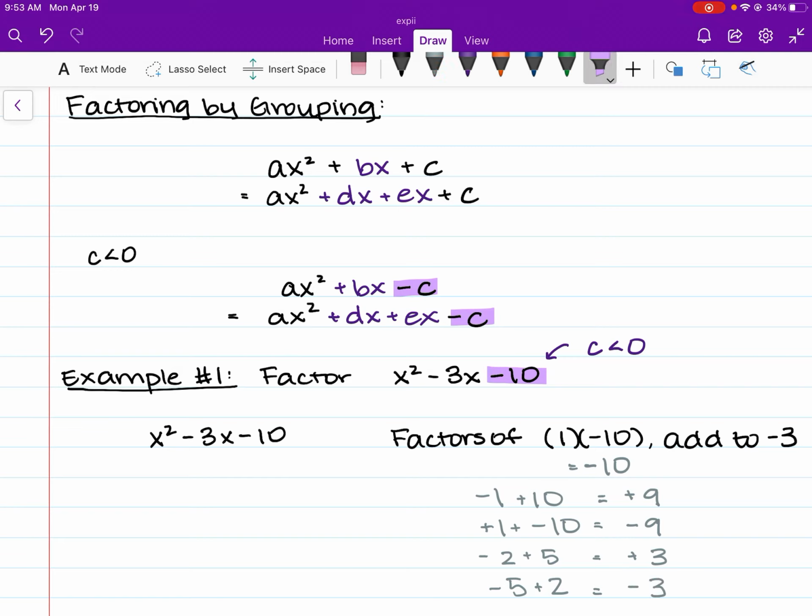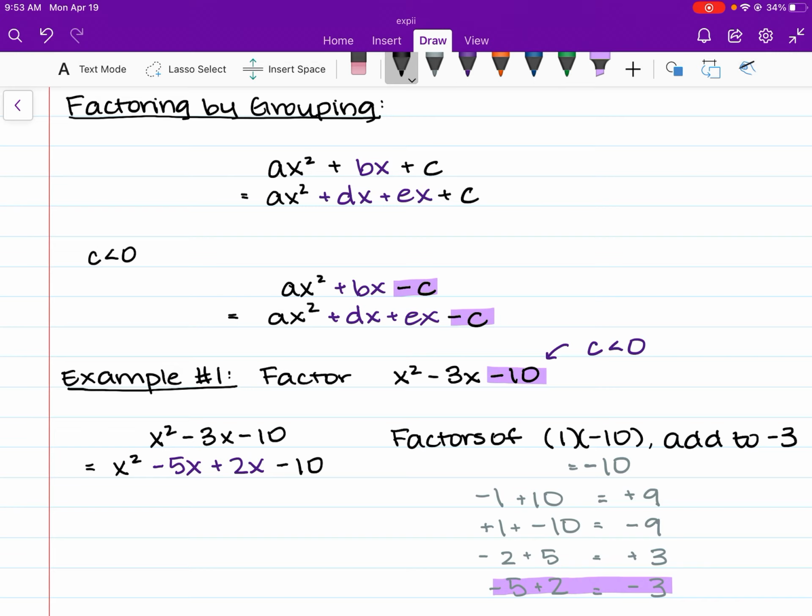So we can see here that this last pair of factors, negative 5, positive 2, are the factors of 1 and negative 10 that add to negative 3. So that means on this side, this is equal to x squared minus 5x plus 2x minus 10. So let's take a step back.